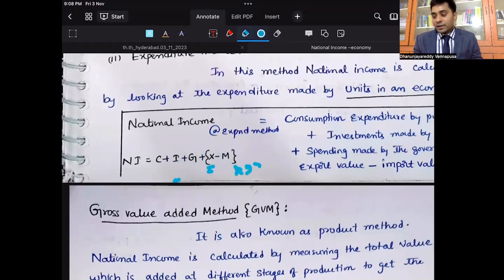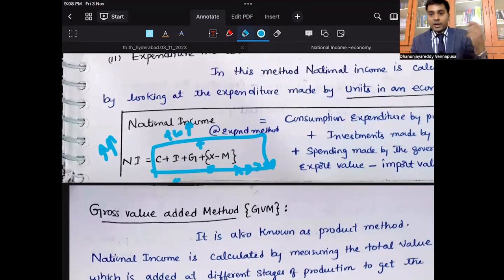X has to be greater than M. Then this will be positive. So what should be there? If national income has to grow, these parameters have to be positive and they must be growing. So C must be growing, I must be growing, G must be growing, X minus M should be growing.